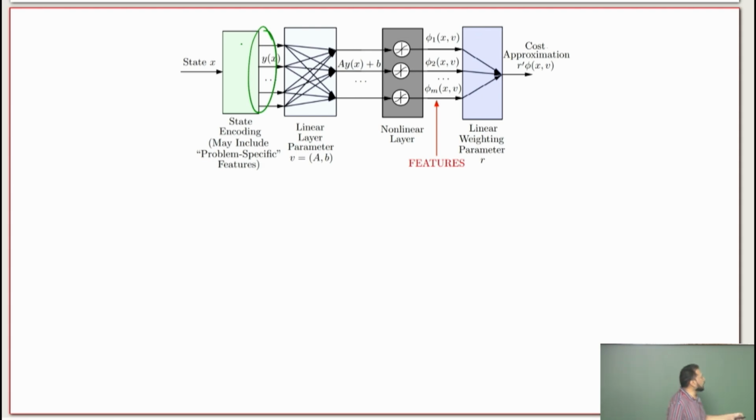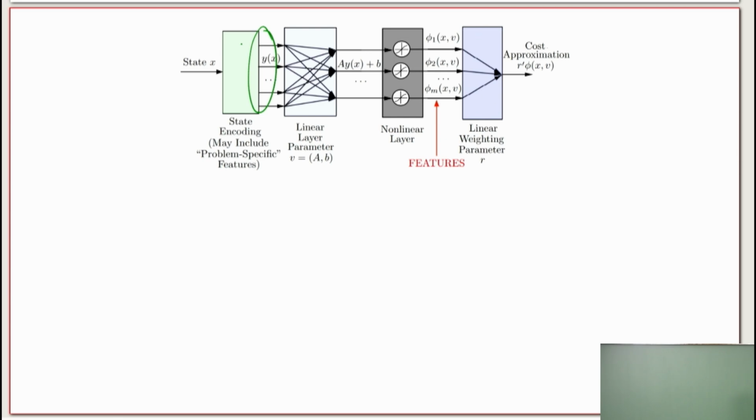And these features, again, we can do some linear weighting, right? So finally we say, these are our features extracted by the neural network. Now do a linear weighting. So this will be R transpose phi. And so this is our approximate cost, which we may solve for R.